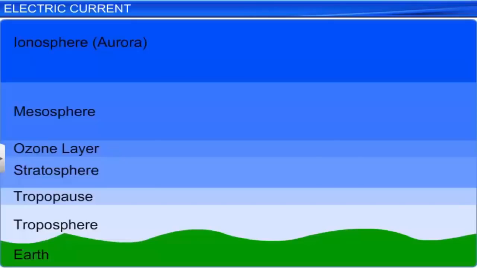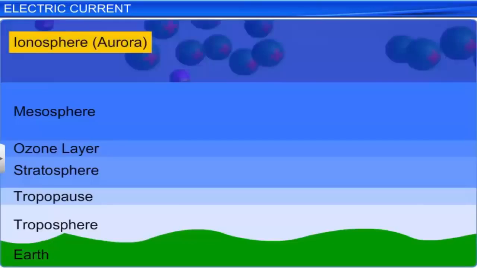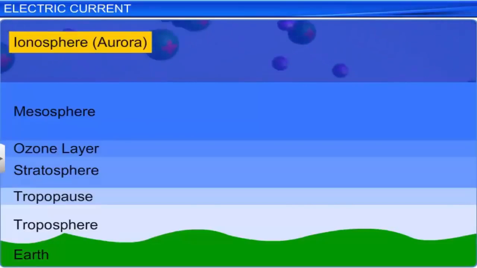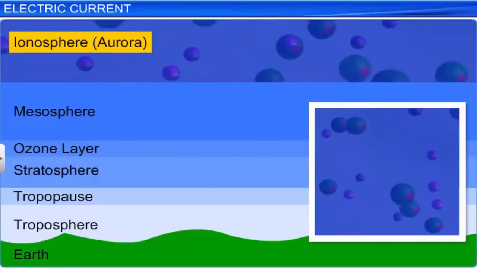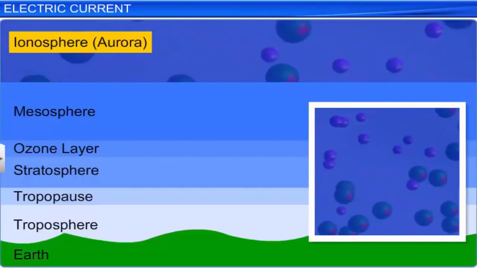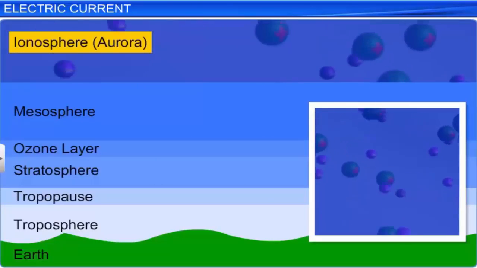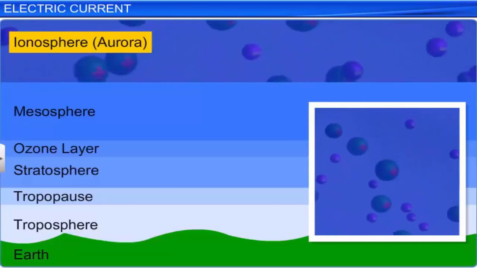This experiment can be conducted in the ionosphere layer of the atmosphere, where there are charged particles moving randomly. If an electric field is applied to a small space in this layer, the same motion of the charged particles can be observed.